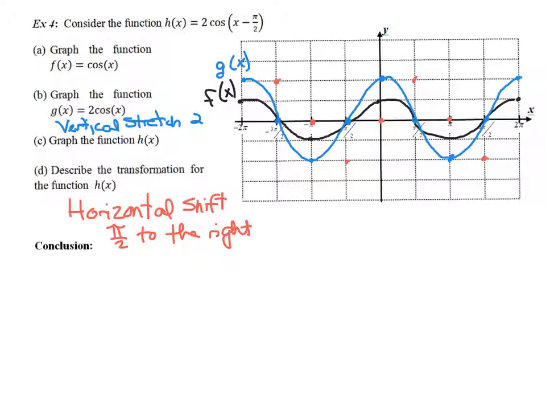Now you'll see that I'm going to also have to go back and fill in what the pattern would have to be back here at -2 pi. So at -2 pi I should have an answer of 0. So go ahead and graph this.